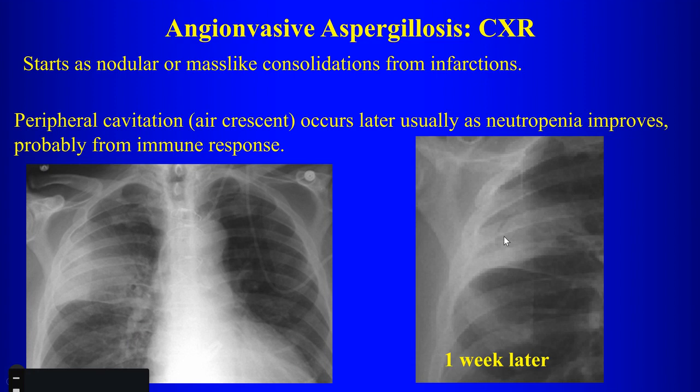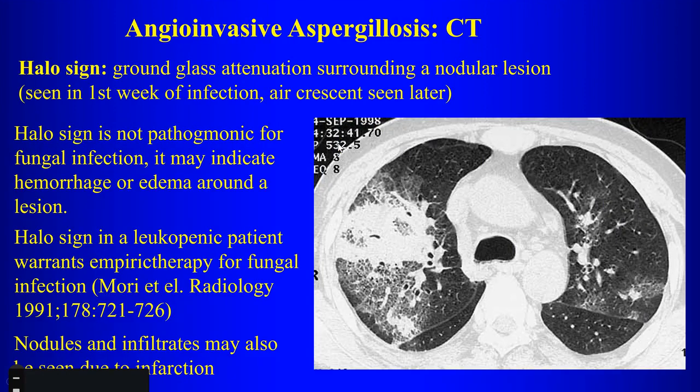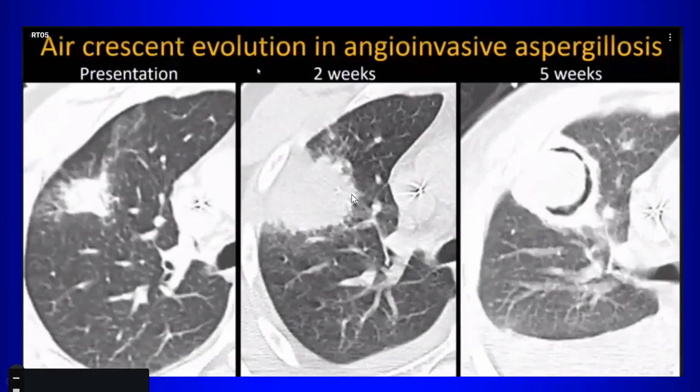It starts out as a consolidation. One week later, a peripheral crescent forms in there, right? So that is invasive aspergillosis. They will start out with these consolidations or mass-like lesions or nodules with ground glass halos. And if you have the right scenario, immunosuppressed patients, it's important to suggest a diagnosis here so they can start treating the patient early on. So you don't want to wait until you get the air crescent sign to make the diagnosis. Hopefully you can jump on it when you see these changes earlier on, okay?